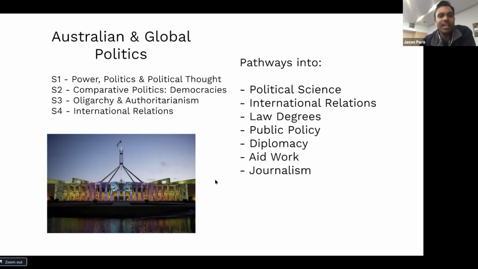And then finally, international relations. You'll notice in all of the SOSE units, there's an international relations component, because the SOSE units are not just about what's happening in Australia, it's about Australia and the rest of the world. And so there are pathways into political science, international relations, law degrees, public policy, diplomacy, aid work, and journalism.